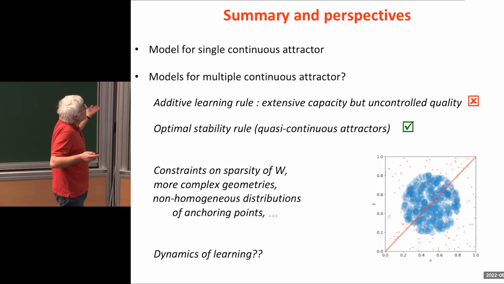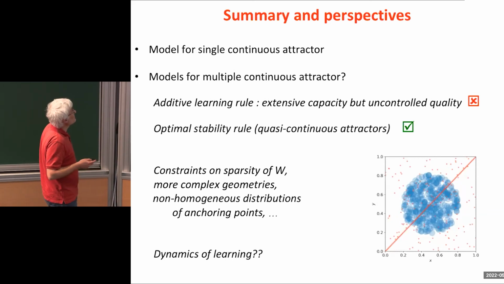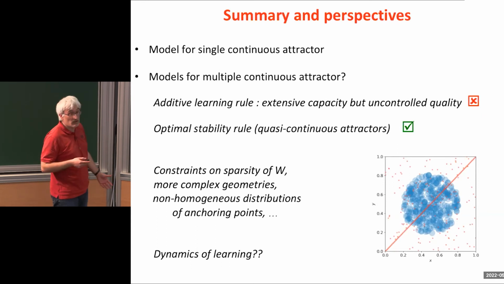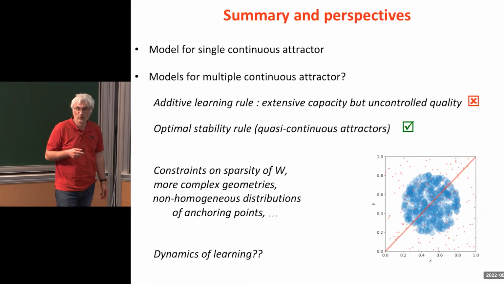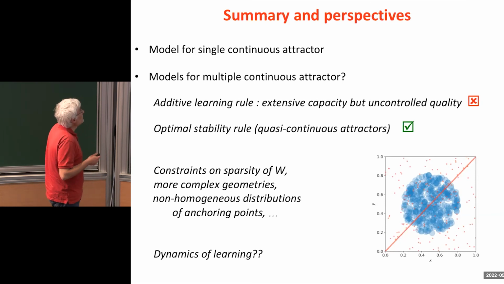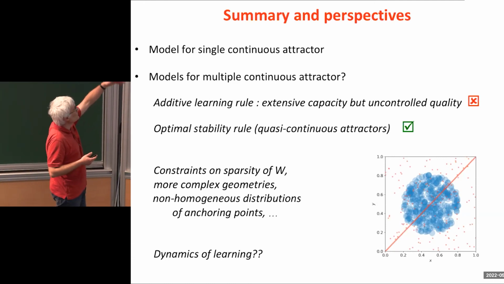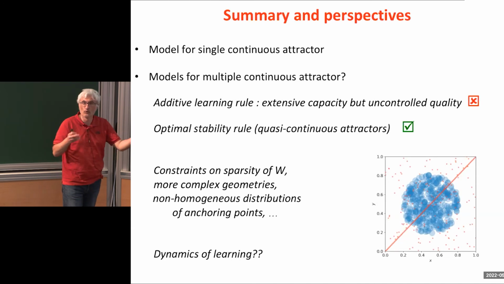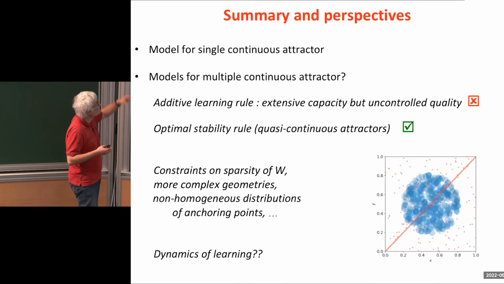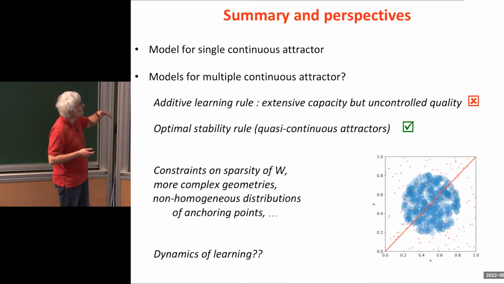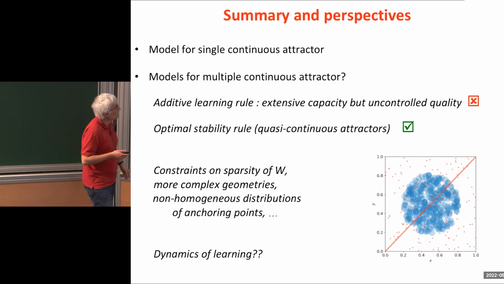Okay, so now the question, which is much more complex, of multiple continuous attractors. The additive learning rule, which was proposed 20 years ago, shows an extensive capacity but totally uncontrolled quality of the map. So I think it should be essentially ruled out. The optimal stability rule I'll propose gives quasi-continuous attractors. So it's nice. We can change it in many ways. We can put some constraint on the sparsity of W. Not all pairs of neurons interact together in a real neural network, of course. So we lose, obviously, in terms of capacity. More complex geometries, non-homogeneous distribution of anchoring points, and so on.